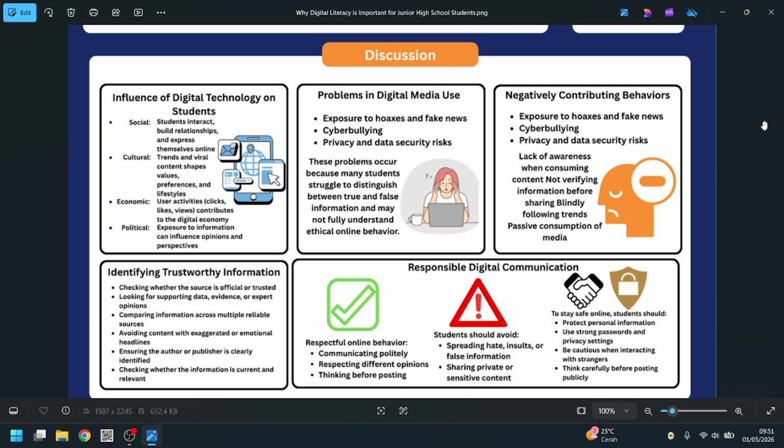And in order to stay safe online, students should protect personal information, use strong passwords and privacy settings, be cautious when interacting with strangers. This is very important. Most people in social media are strangers because, well, you're just talking to people on the internet. You don't know them. And also to think carefully before posting publicly. This is the same as the sharing private or sensitive content. Just be careful what you post online. You might regret it later.